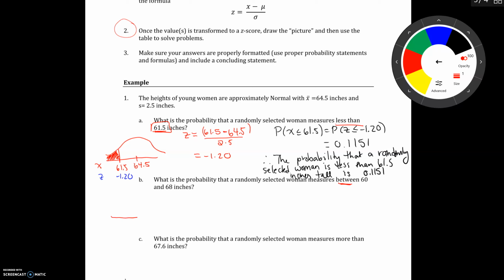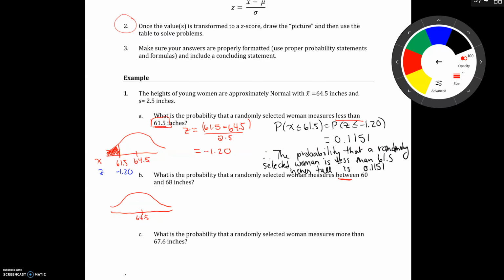Okay, again, what am I finding here? I'm finding a between area. I know my mean height is still 64.5, but now I have two values to consider. I'm finding the probability that I'm between 60 and 68. So I'm trying to find the area between those two values.